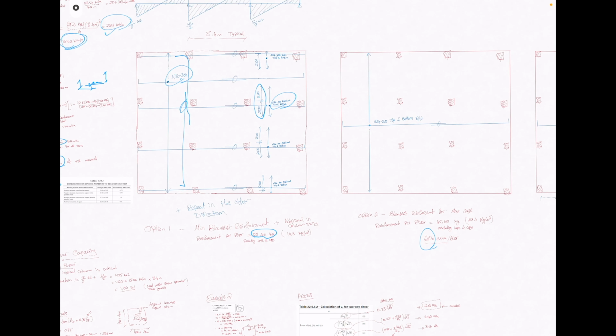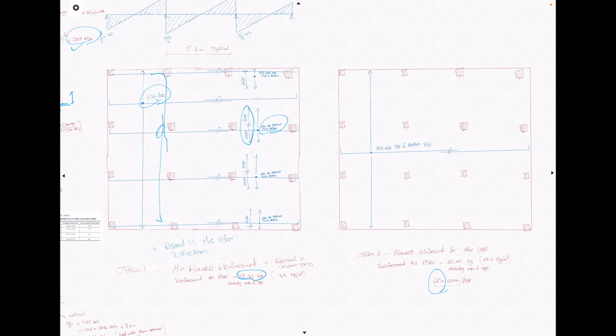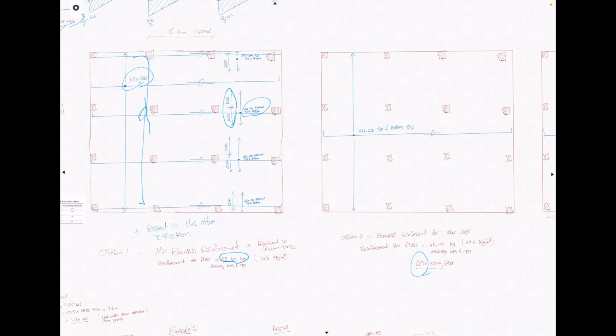It is very simple. As you can see on the plan, I just have one reinforcement everywhere in the slab. That is very easy to get right. You would hope so, at least. But it results in 60% extra reinforcement. Now that might be acceptable if it's only one floor or if it's only two floors, where 60% extra reinforcement is not the end of the world.